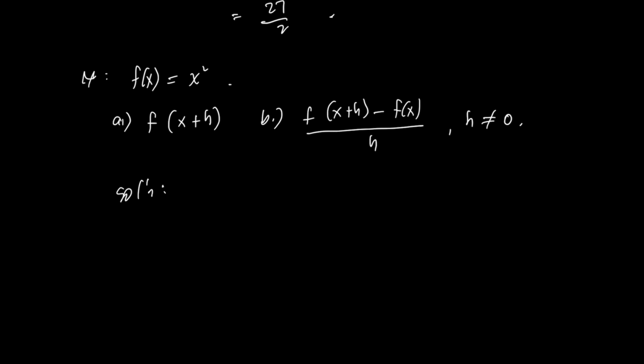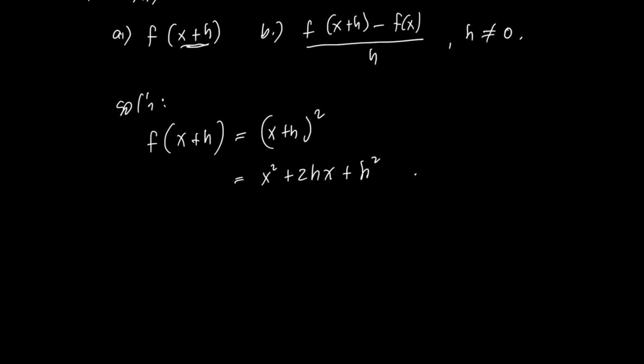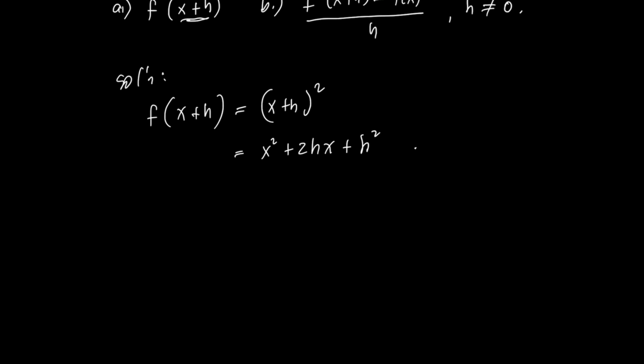Solution: f of x plus h, meaning you just substitute this x plus h into your variable. What is your variable? x squared. So x plus h squared, then simplify. This is x squared plus 2hx plus h squared.